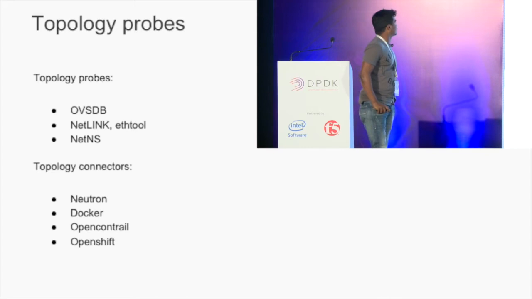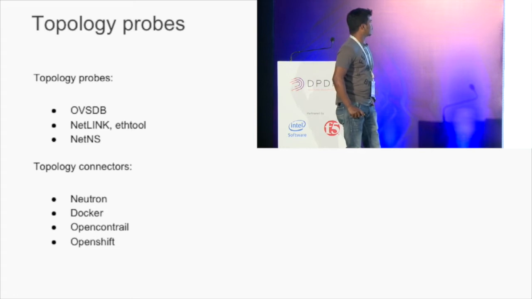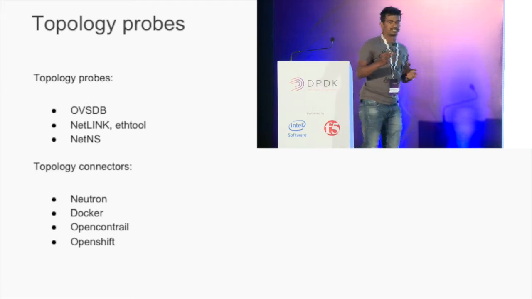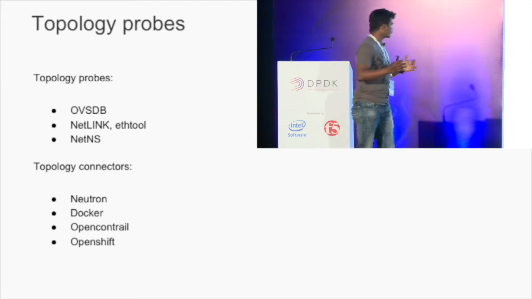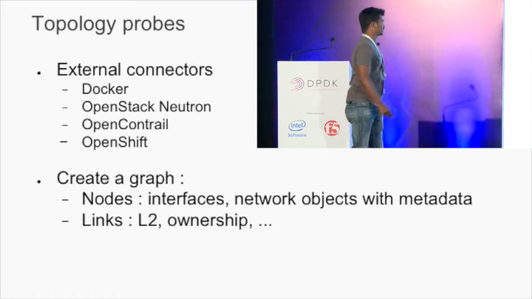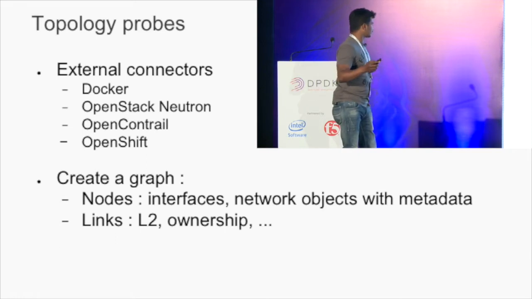And we'll see the topology query. To form the graph, the graph engine uses two components: nodes and links. Nodes are mapped to the interfaces and network objects with some useful metadata. L2, L3 and ownership links are mapped into the links. And as I said, it is event based, so you can get all the events to the agents, and even in the web UI you will get real-time events.